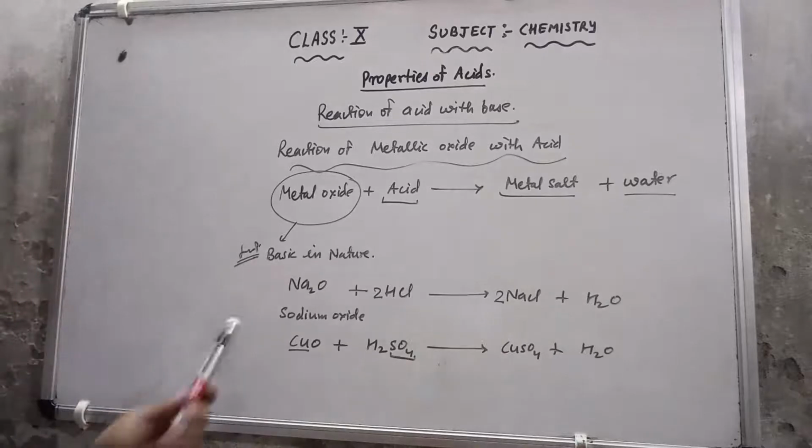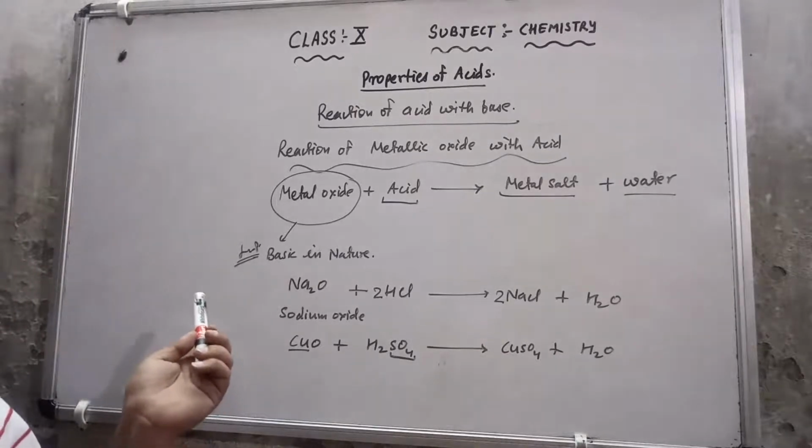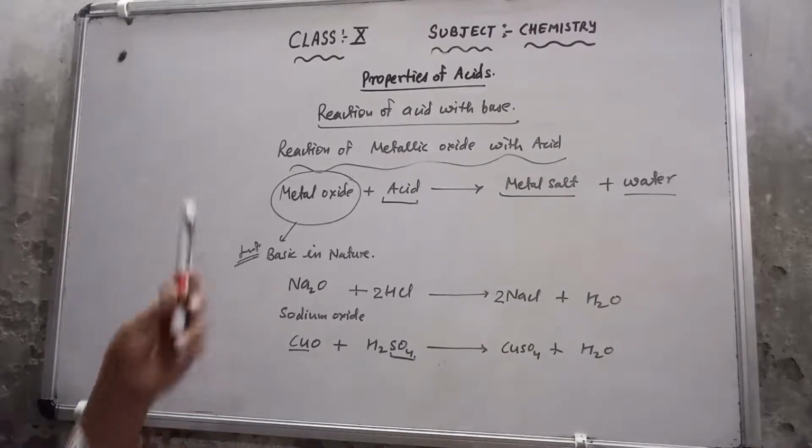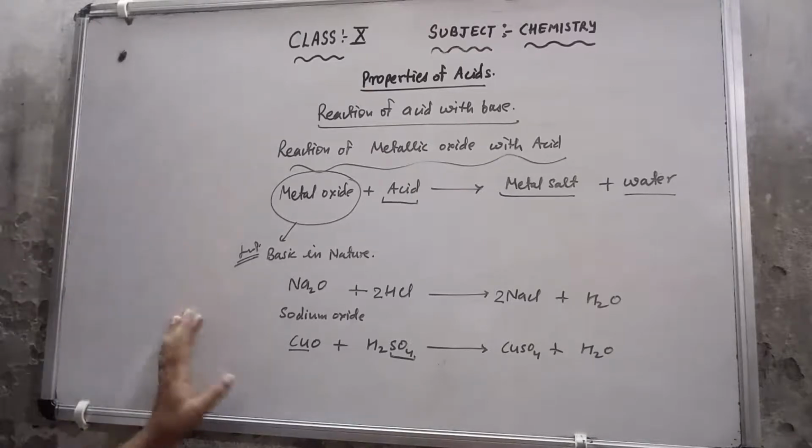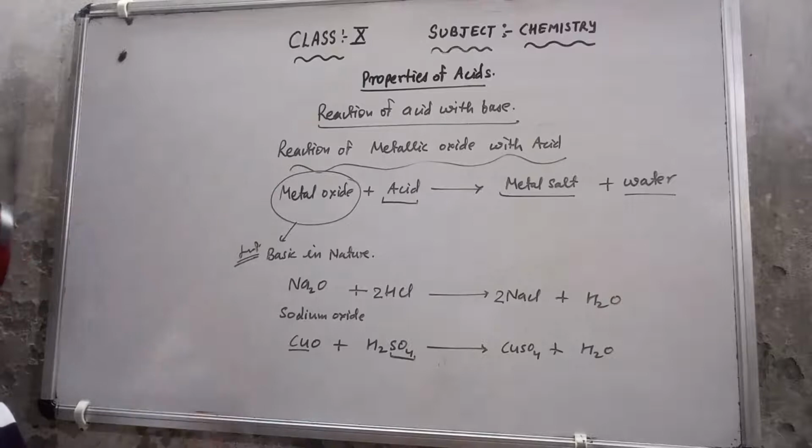So those are the general chemical properties of acid. I hope everyone understands the chemical properties of acid. In my next video, I will discuss with you the physical and chemical properties of base. Thank you.